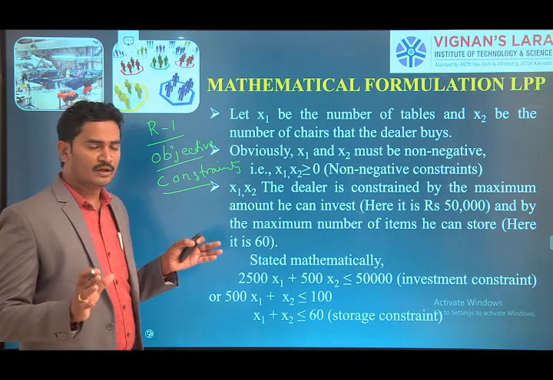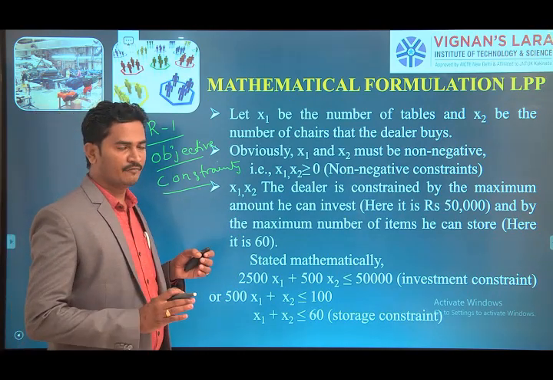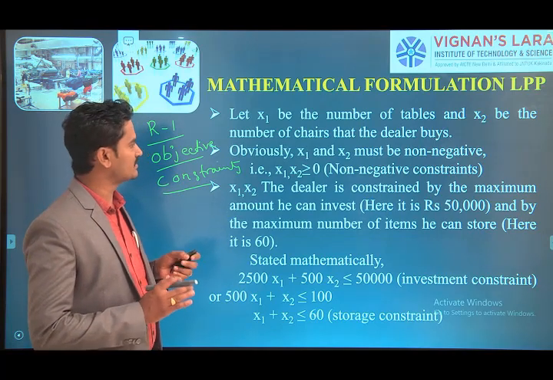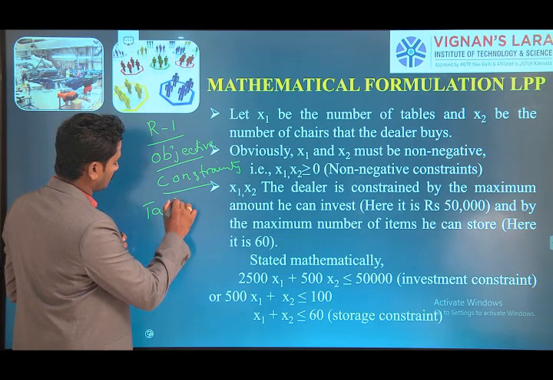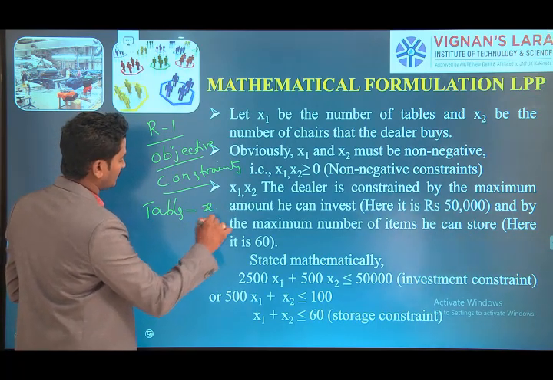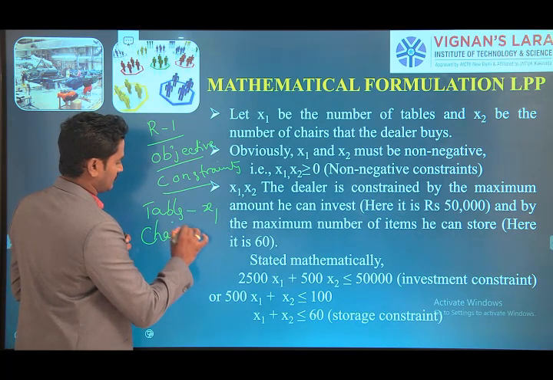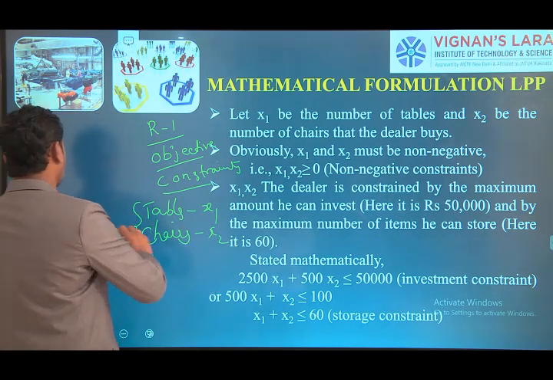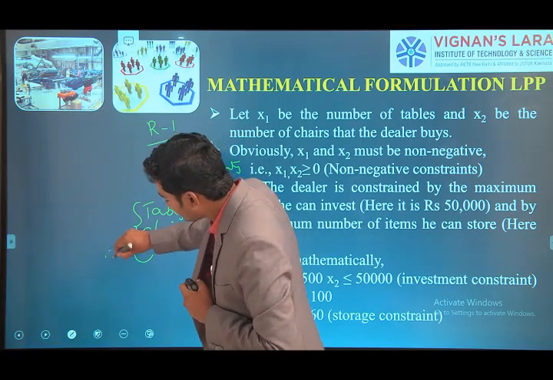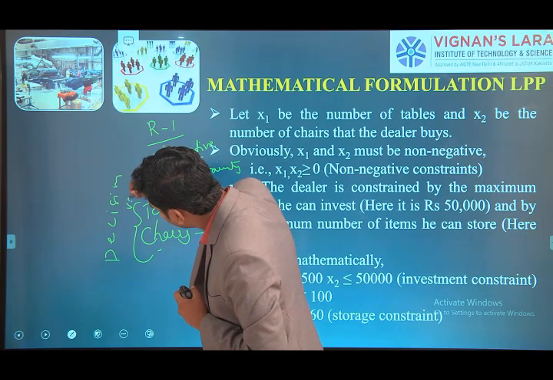First, let us assume x1 is the number of tables and x2 is the number of chairs. Tables we assumed as x1, chairs we assumed as x2. These two are called the decision variables.